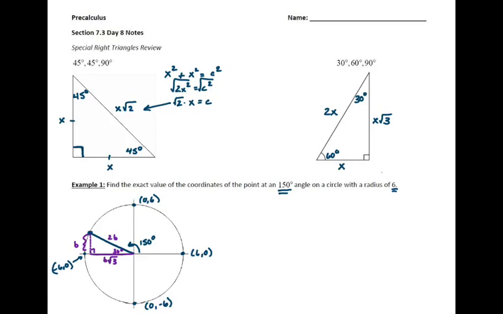And the one thing we do have to consider is a 150-degree angle puts us in quadrant 2, which actually means the x value should be negative. So there's the relationship between my three sides, and what I want to do is think about the coordinates of the point.